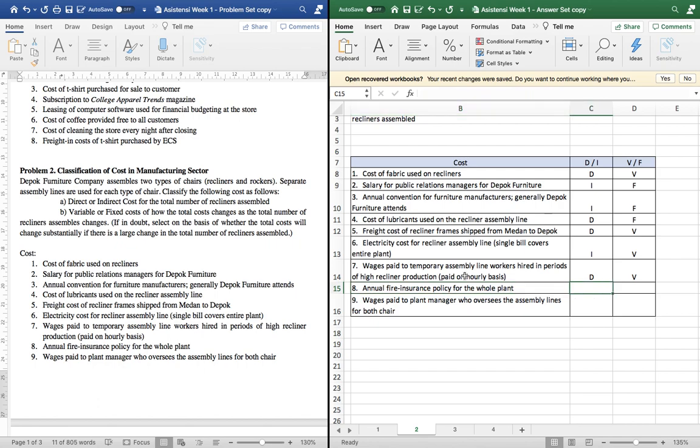And the eighth one, annual fire insurance policy for the whole plant, it's indirect because it can be used for both recliners and rockers and also fixed. And the last one, wages paid to plant manager who oversees assembly lines for both chairs. So it's also indirect because it is for both chairs and it is fixed.